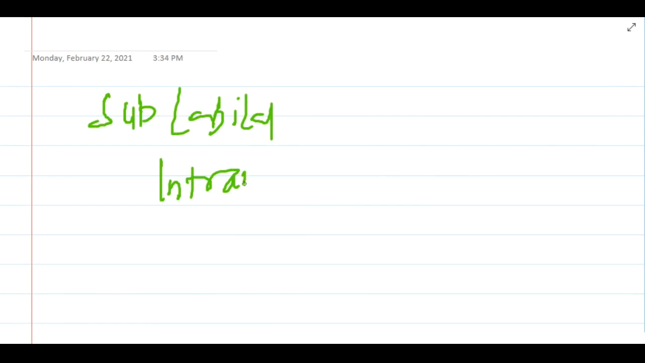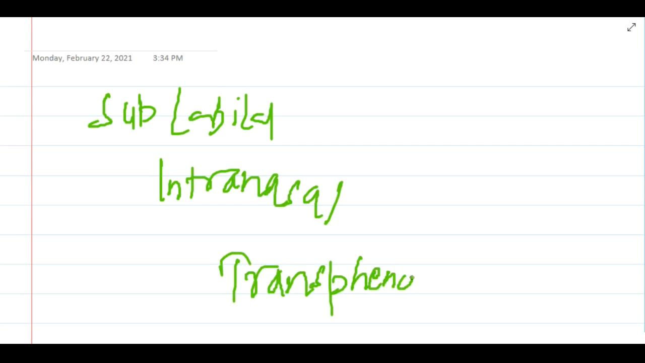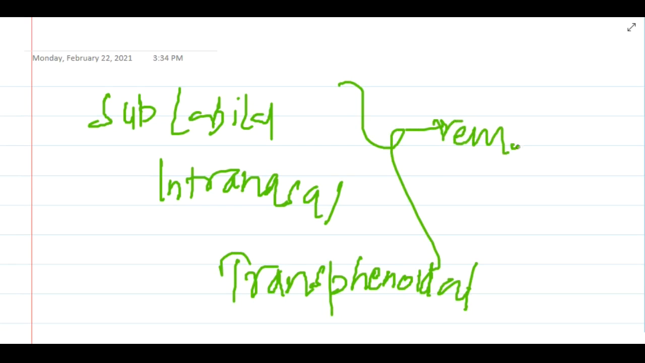The surgical approach can be sublabial, or intranasal, or transsphenoidal. With any of these approaches, we will have to remove the pituitary adenoma surgically. Okay, then we also have radiosurgery.